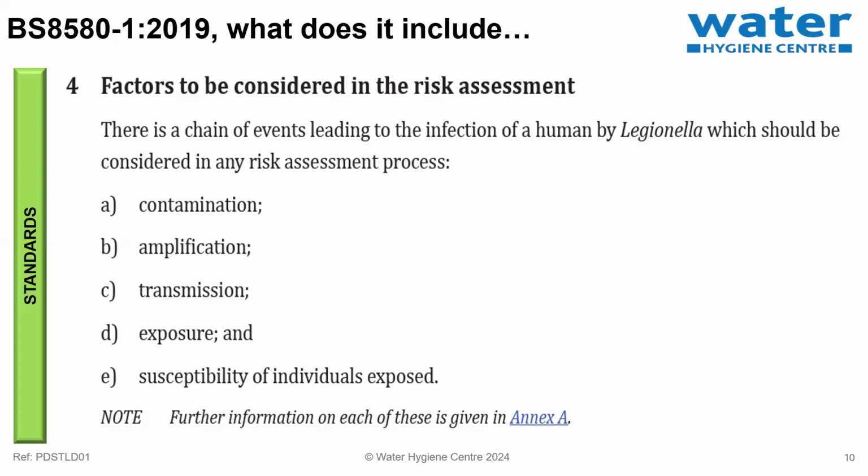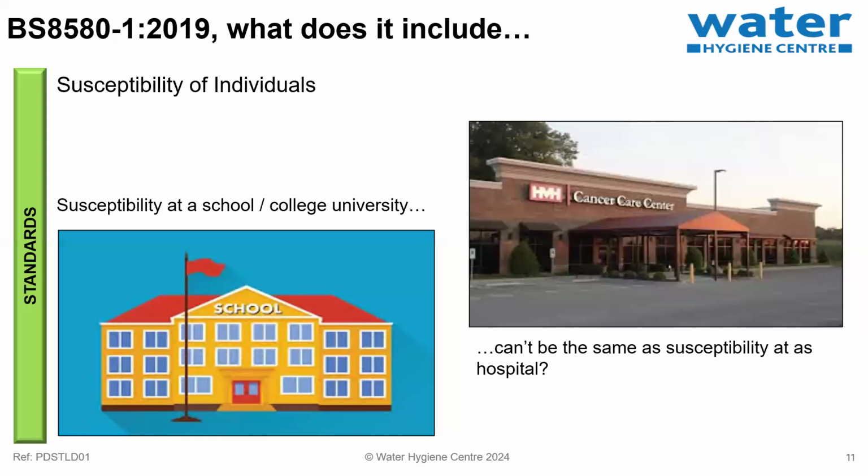And then from an exposure perspective, the closer to the source, the more likelihood that we are exposed to the atomized water, such as a spa pool, for example. And then finally, and this is probably one of the most important parts, the susceptibility of the individual. More are susceptible than others, but these need to be considered. And that consideration is such as, let's take, for example, the susceptibility of people within a school, college, or university compared to the susceptibility of people within a cancer care centre. And the risk can't be the same, or the susceptibility isn't the same. And that's got to be taken into consideration.